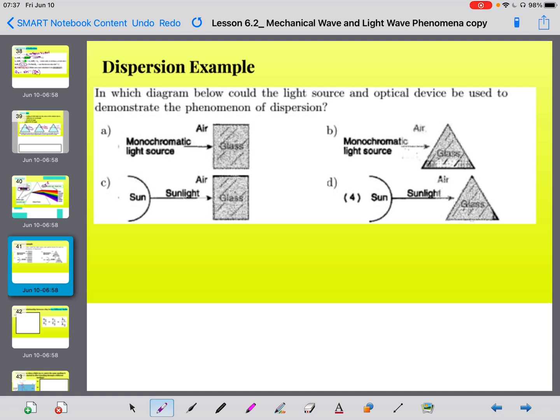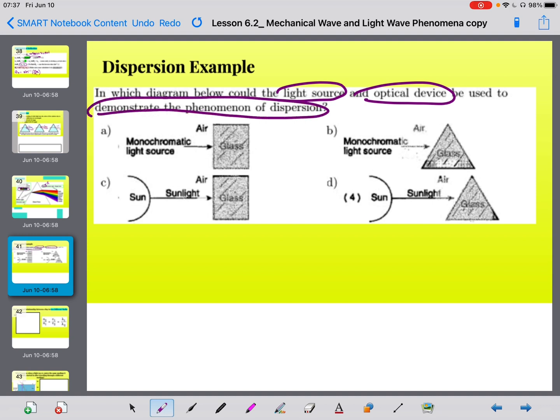In which diagram below could the light source and optical device be used to demonstrate the phenomenon of dispersion? So first of all, we know that it cannot be going through a square piece of glass. That's not going to work. Even sunlight through a square piece of glass is not going to work. So now we're left with two options.